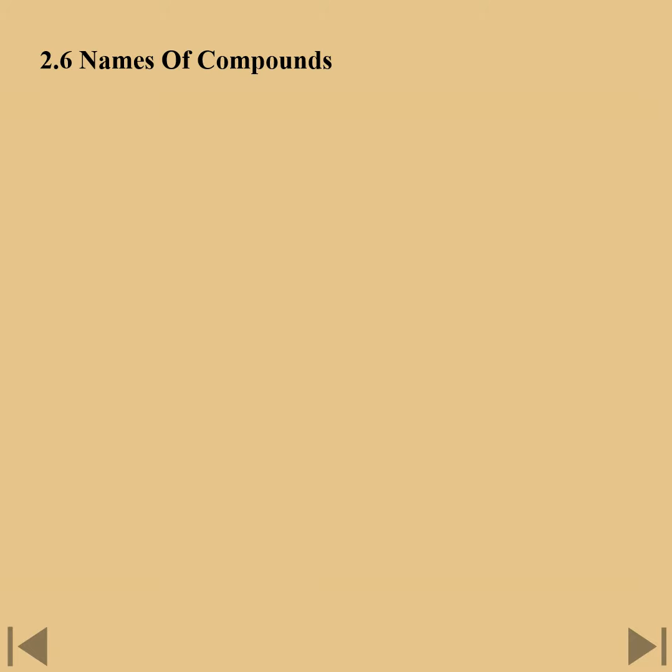Okay, on to the names of compounds, and we're going to start with ionic compound names. In an ionic compound, we have the name of the positive ion followed by the name of the negative ion, which means we need to begin by learning the names of the ions.